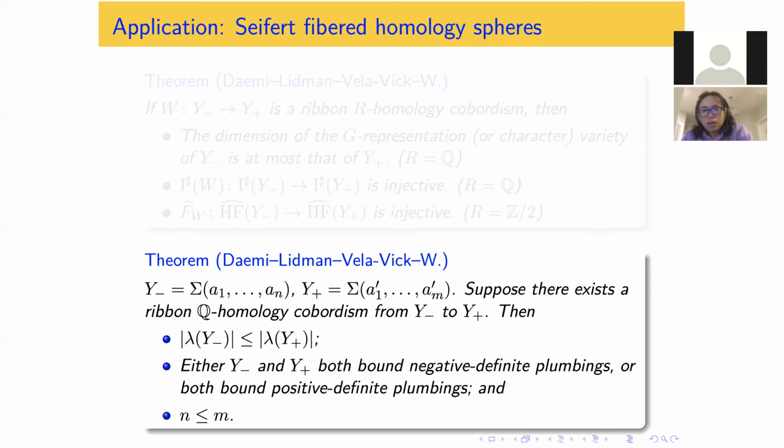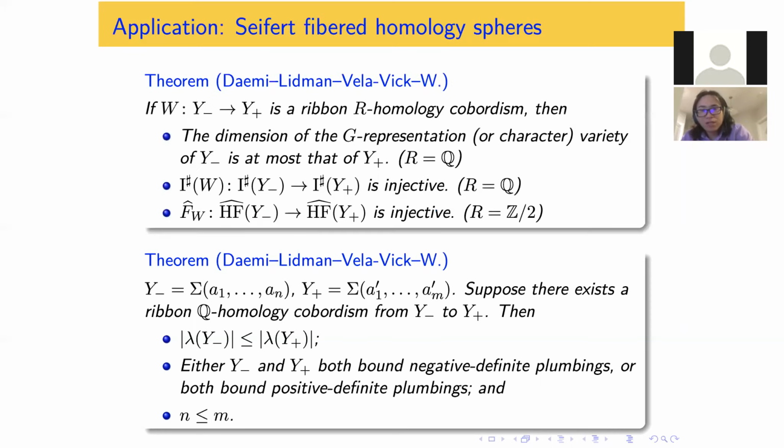So how are we going to prove this? We're going to prove it using both the representation and character variety statement and also the Floer homology statements. So we're going to go down the list. First, look at the Casson invariants of Y minus and Y plus. And we can prove this by using either of the Floer homology statements, the instanton or Heegaard Floer statements.